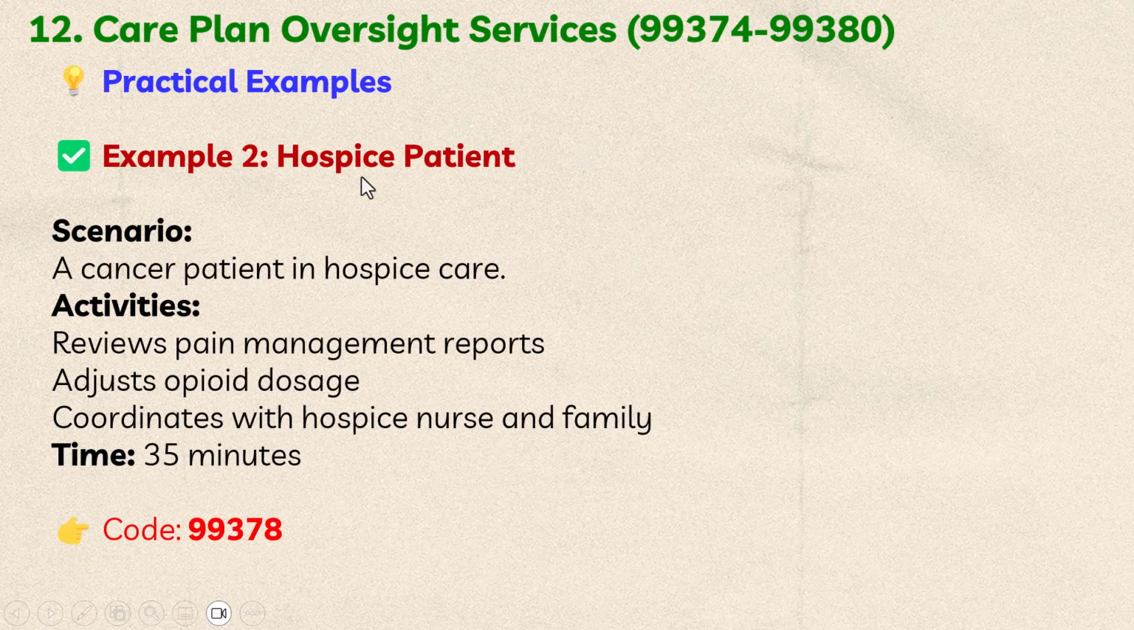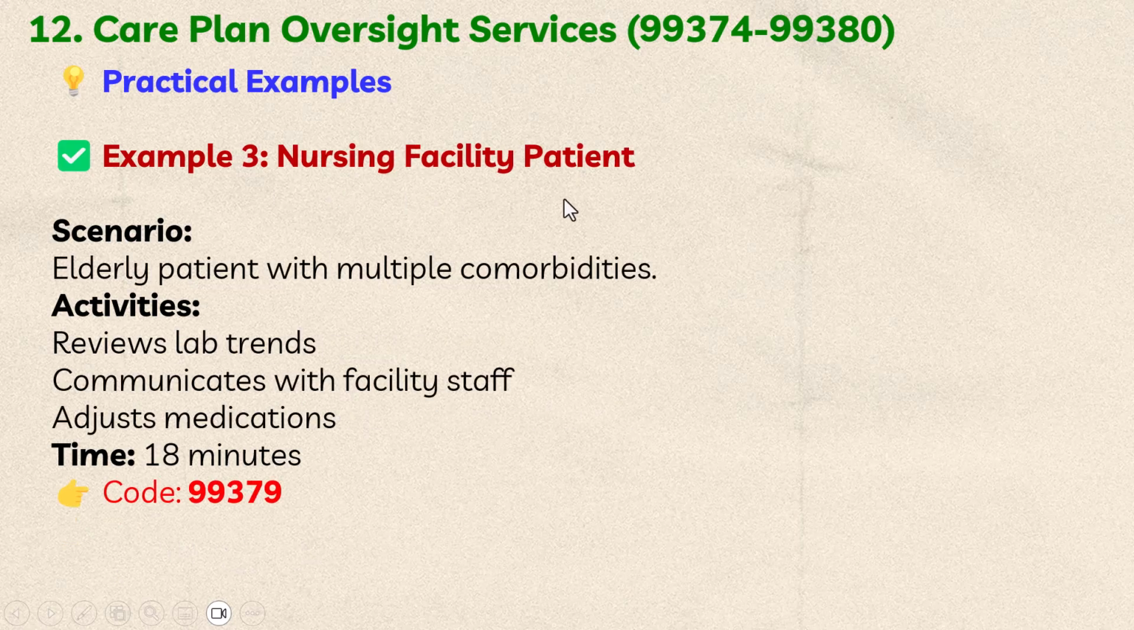Example 2, hospice patient. Scenario: a cancer patient in hospice care. Activities: reviews pain management reports, adjusts opioid dosage, coordinates with hospice nurse and family. Here, if the time spent is 35 minutes, then the code is 99378.